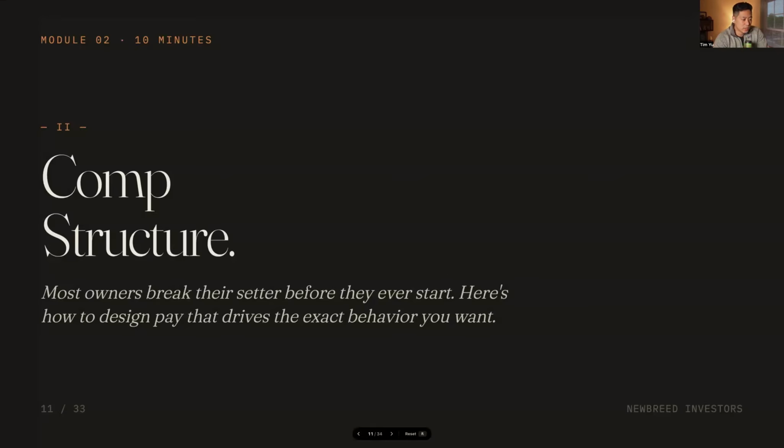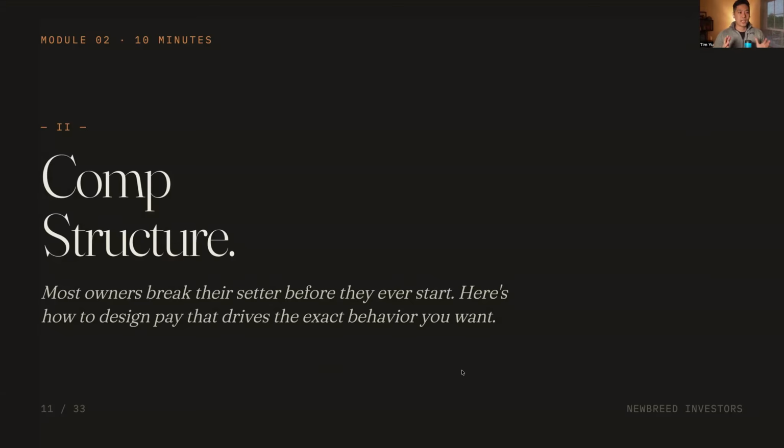So let's get to the comps because I know this is starting to get the more interesting part of the training, is how you can pay people, right? Most owners break their setter before they even start, and that's because of the pay, right? Here's how to design pay that drives the exact behavior you want.